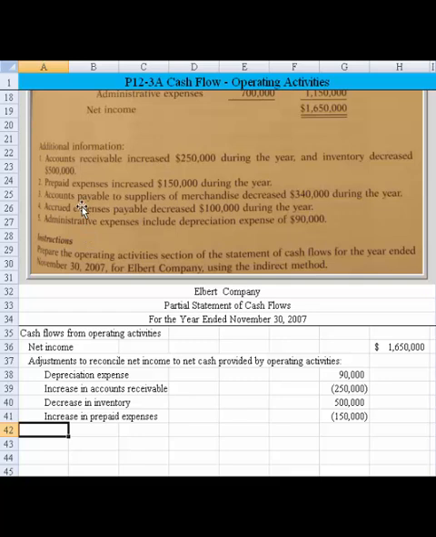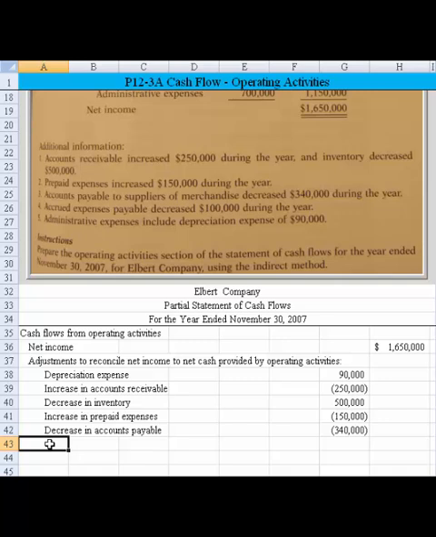The next thing we have is accounts payable to suppliers of merchandise decreased $340,000. A decrease in accounts payable means from the beginning to the end of the year we must have paid more than what we were. So we'll type in decrease in accounts payable, $340,000. That has to be a decrease. Okay, let me state that again. If accounts payable decreased $340,000, then that meant we weren't able to borrow from our suppliers by the dollar amount, $340,000, from the beginning of the period to the end. So in other words, we've had to come up with a greater cash investment.